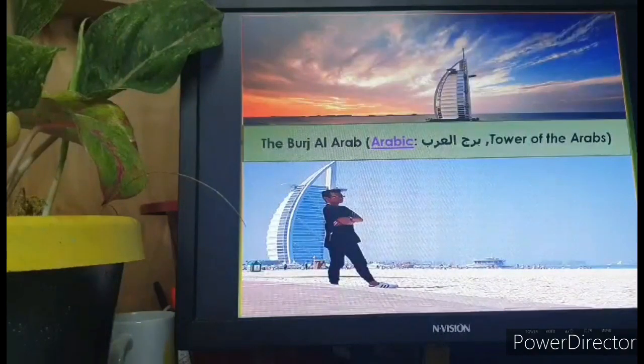Of course, the Burj Al Arab, the 7-star hotel wherein I worked for 1 year, is famous for its striking sail-shaped design and its lavish suite, which is one of the most expensive hotel rooms in the world. Imagine that, $24,000 a night. So if you were to convert that to peso, 1.2 million.